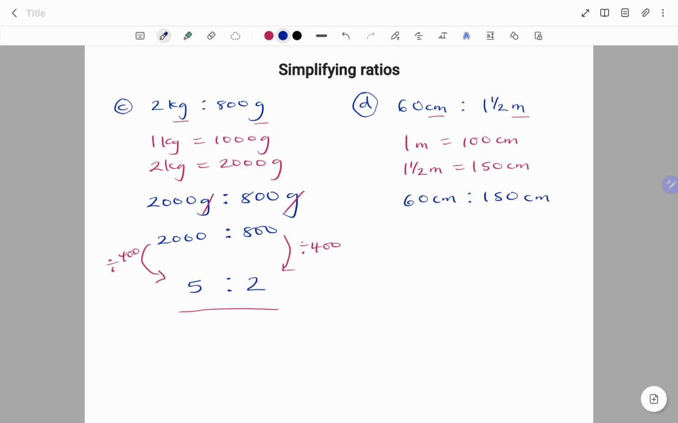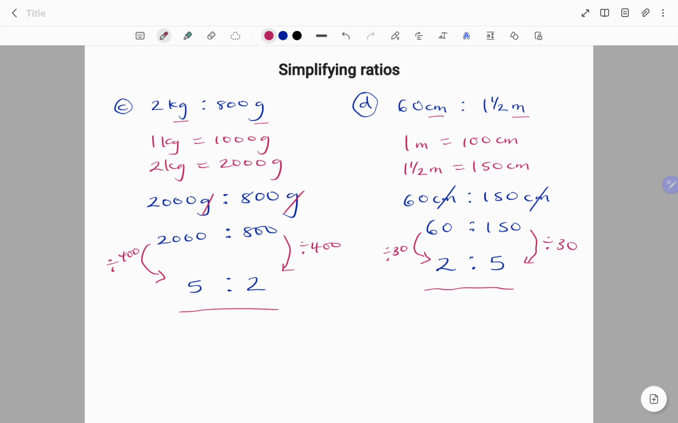And once the units are the same, I can drop my units. I'm left with 60 to 150. The HCF, or the highest common factor, for 60 and 150 is 30. So I'm going to be dividing both values by 30. 60 divided by 30 is 2, and 150 divided by 30 is 5. Thus, the ratio 60 centimeters to 1.5 meters will give me 2 to 5.